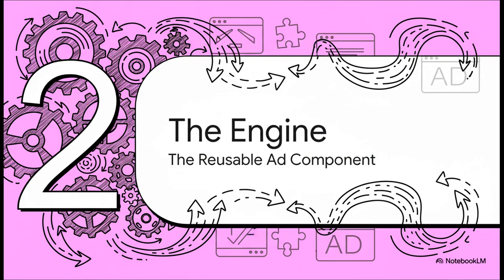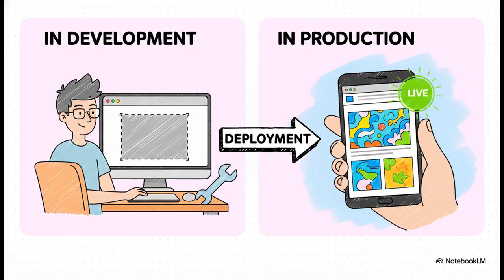Okay, with that foundation in place, it's time to build our engine. This is the real core of our solution. We are going to build one single, smart, reusable React component that will handle every ad we ever want to show on our site. And what's so cool about this component is that it has a split personality.